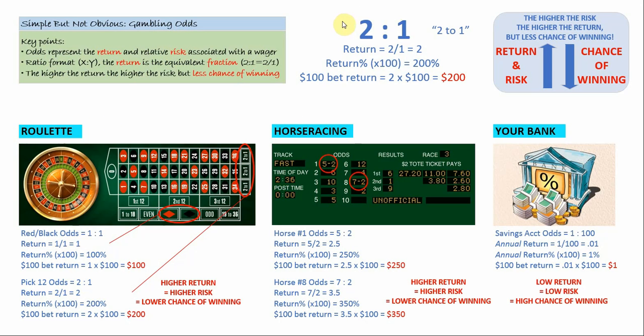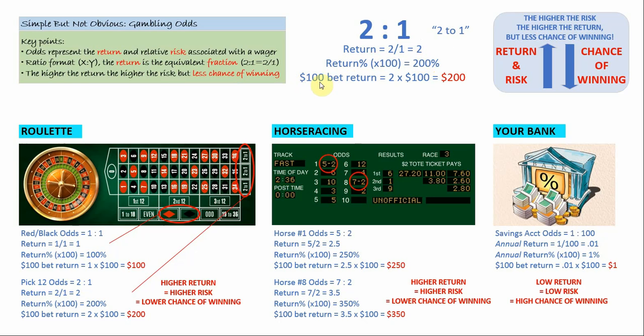Now, when you read odds, they're represented in this format, and we read them as 2 to 1. They're expressed as a ratio, but the actual return is just the equivalent fraction. So basically, when you read 2 to 1, just read this as a fraction, 2 divided by 1, which is 2. So your return or return multiplier you can think of is 2. And percentage, which may be more familiar to people, you just multiply that number by 100. So this is a 200% return when you see 2 to 1.